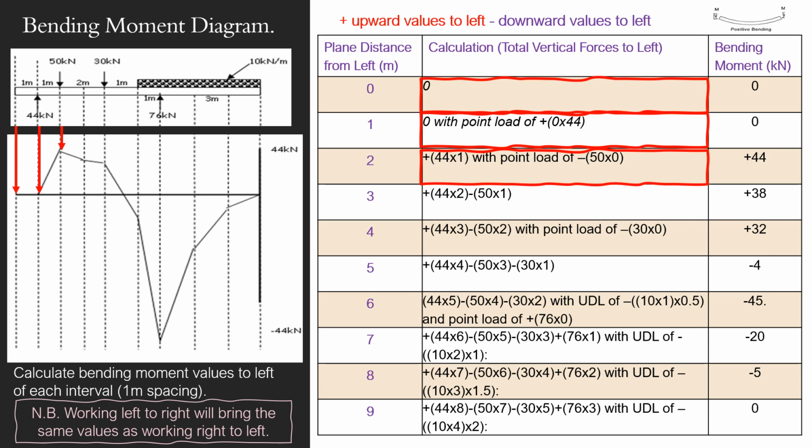You can just copy and paste and just add another meter on. And then you're just timesing the 44 by the meterage, how far away it is from the point that you're looking at each time. And then again, this has got 50 kilonewton, it's going in the opposite direction.